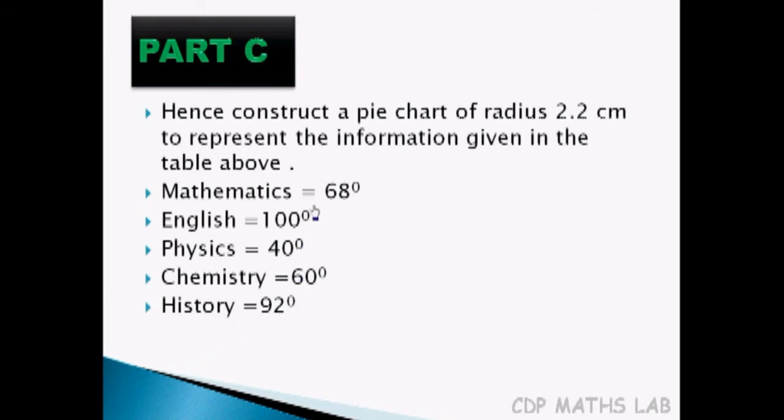Now, to determine whether or not your answers are correct, all you need to do is add each angle, and if the answer is 360 degrees, then your answer is correct. Now, I'm going to ask you please to pay close attention to the video clip so that you can learn exactly how to use these angles to construct your pie chart.